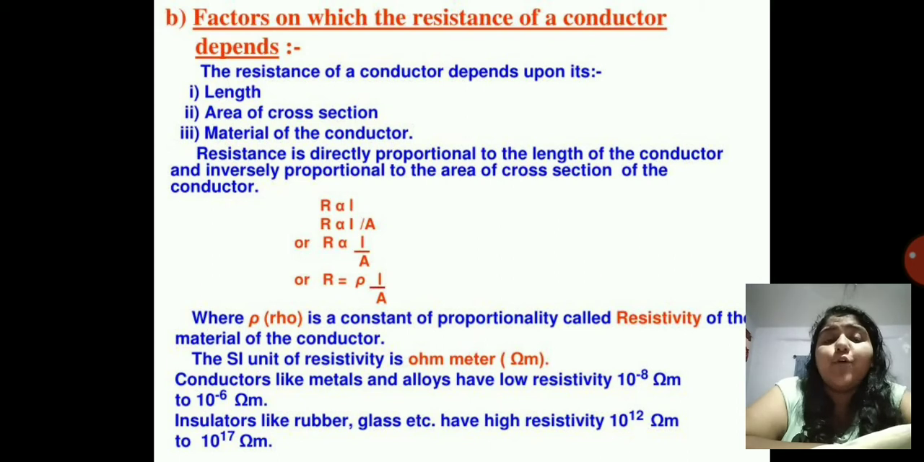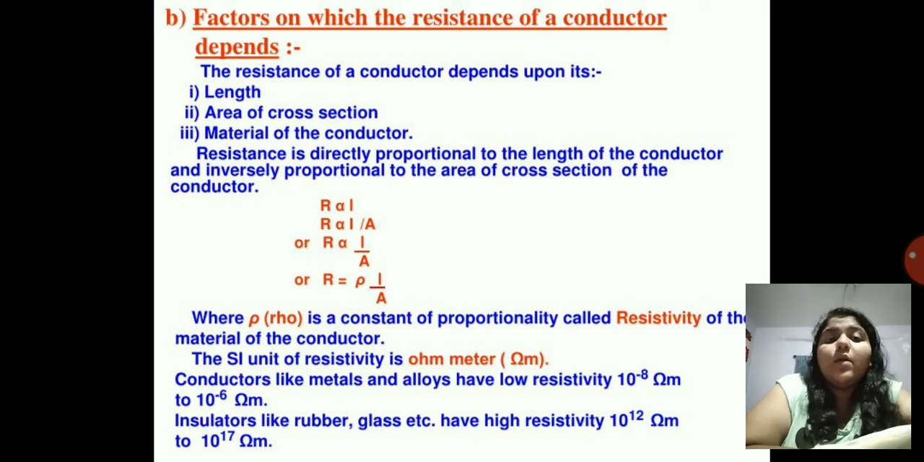Now the formula given over here is R is equal to rho L upon A. L, not I, is the length of the conductor, and resistance is inversely proportional to the area of cross section, that is A, where rho is a constant of proportionality called the resistivity of the material. The SI unit of resistivity is ohm meter. The rho is a constant of proportionality, the resistivity.